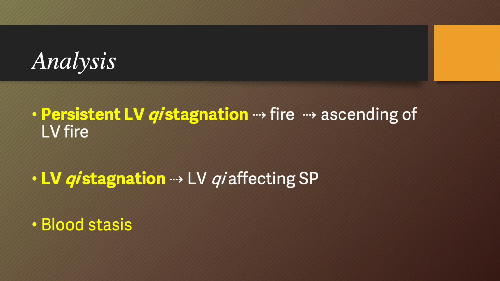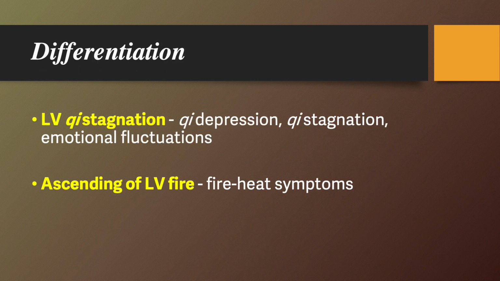Persistent liver qi stagnation may transform into fire, developing ascending of liver fire. Liver qi stagnation may also affect the spleen, developing liver qi affecting the spleen. Additionally, it may further result in blood stasis. This pattern should be distinguished from ascending of liver fire. Liver qi stagnation is marked by qi depression, qi stagnation, and emotional fluctuations, while ascending of liver fire is mainly marked by fire heat symptoms.